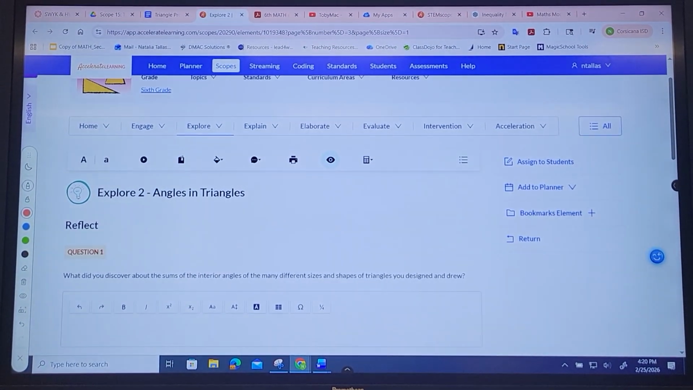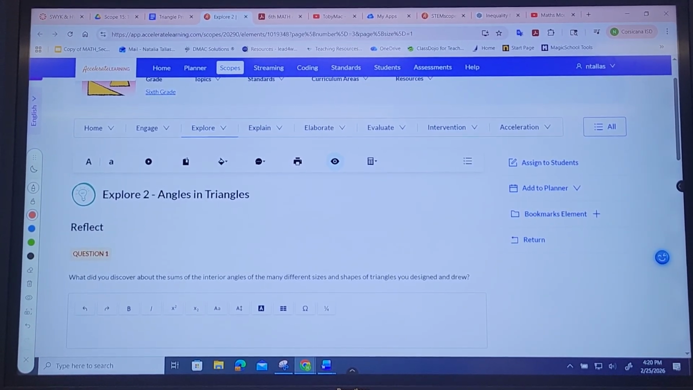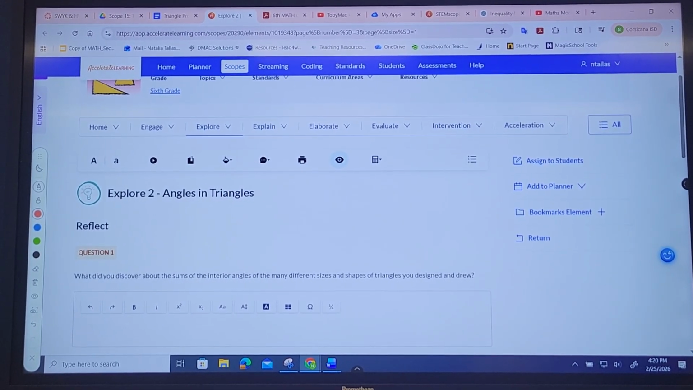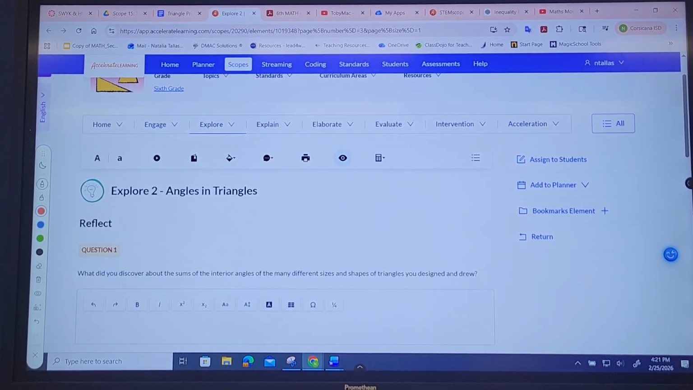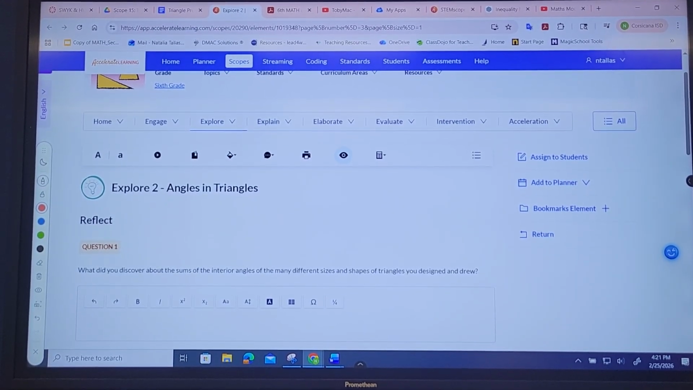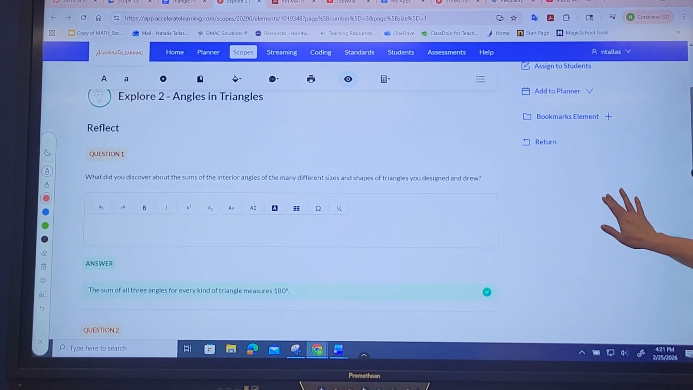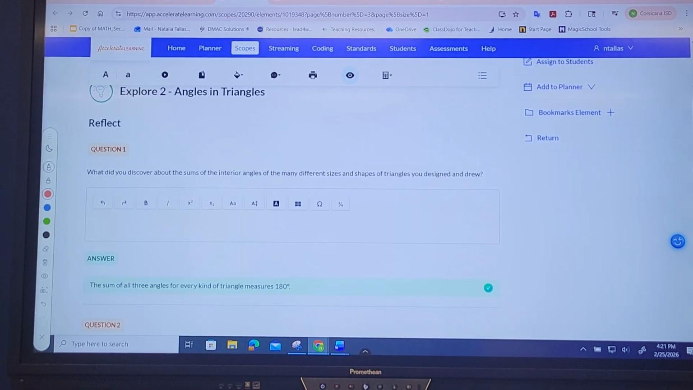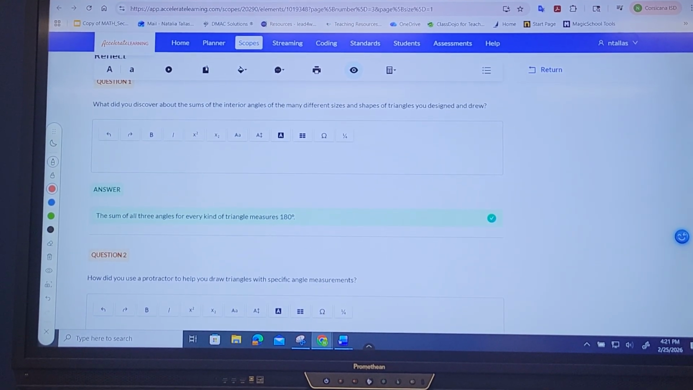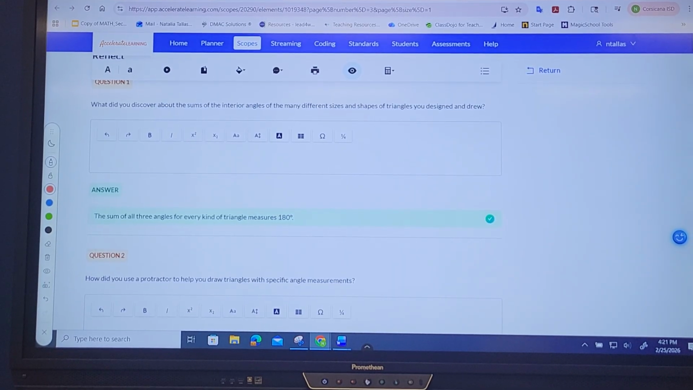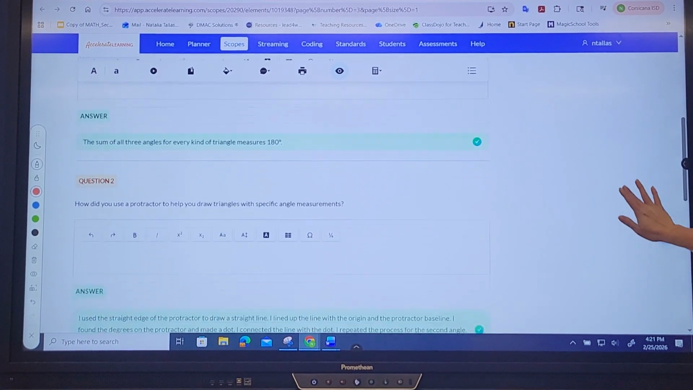Last but not least, we have our reflect questions. Question 1. What did you discover about the sums of the interior angles of the many different sizes and shapes of triangles you designed and drew? We know that all the angles add to be 180. Question 2. How did you use a protractor to help you draw triangles with specific angle measurements? We will go over that later.